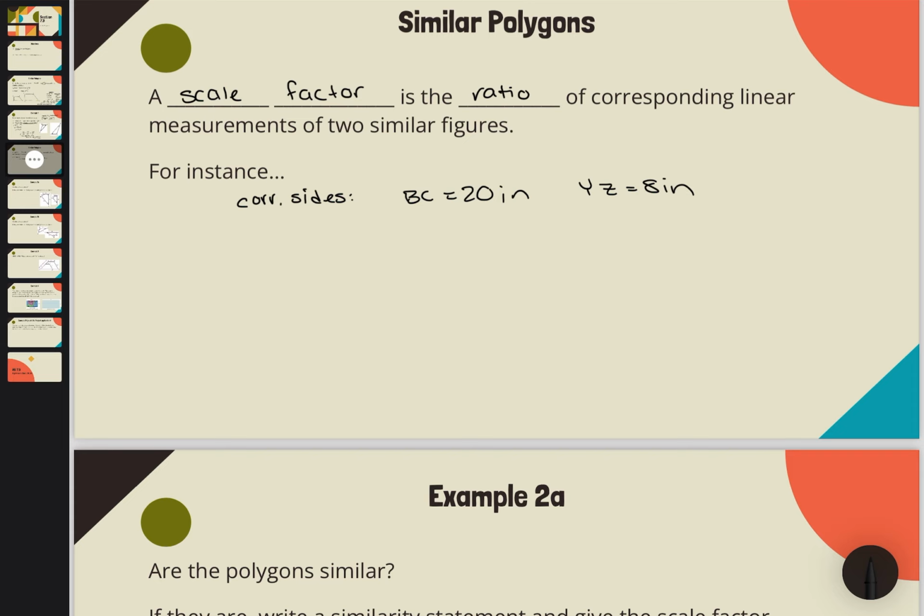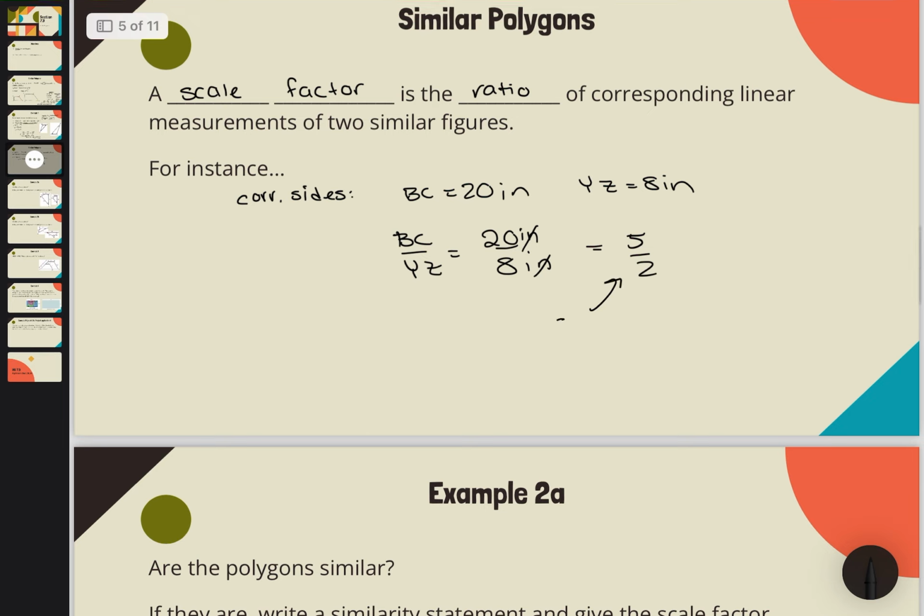To find my scale factor, I just need to find the ratio of BC over YZ. So 20 over 8, and it's inches and inches, of course, but those would cancel. This would all simplify to 5 over 2. So this right here, that 5 over 2, that is our scale factor, or sometimes we just call it our SF.